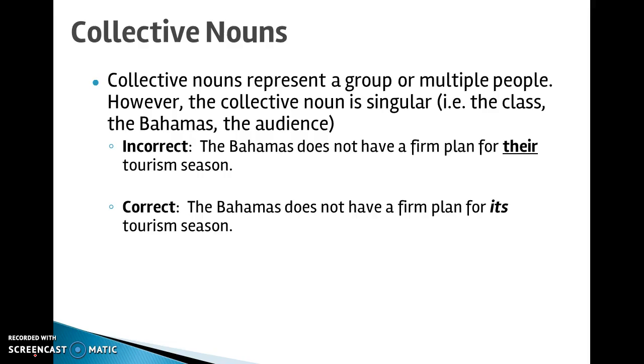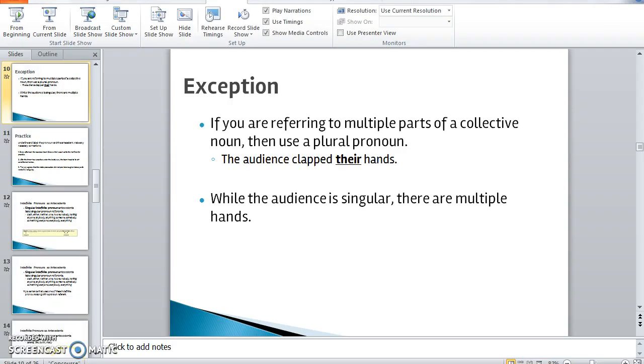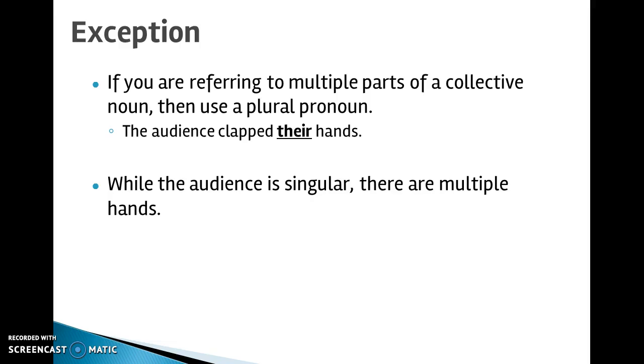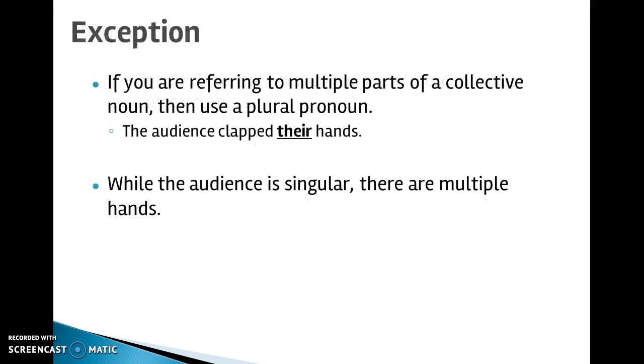Now there's an exception to the rule, and that is when you are referring to multiple parts of the collective noun. So for example, "The audience clapped their hands." Now we're going to use the plural pronoun "their" because we're referring to multiple parts of the audience, hands. So the audience is singular, but there are multiple hands.